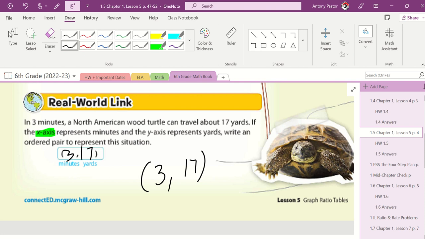3 and 17 have no common factors whatsoever. So my ordered pair is going to be 3, 17, or 3 is x, 17 is y. And I would go to a graph and go 3 to the right and 17 up. And that's how I would graph that.